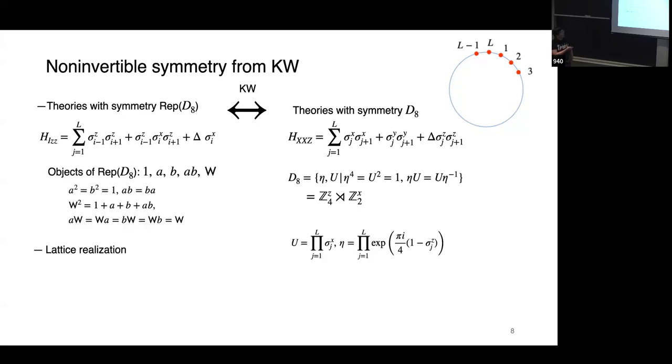I will first show you the lattice realizations of D8, which has a spin flip, which is a Z2, and the spin rotation, which is a Z4. And on the left side, we have 5 elements of Rep D8. 4 of them, Z2 times Z2, are realized by the spin flip on the even and odd sites. And the last one is a non-invertible operator. It is realized by the so-called sandwich construction.